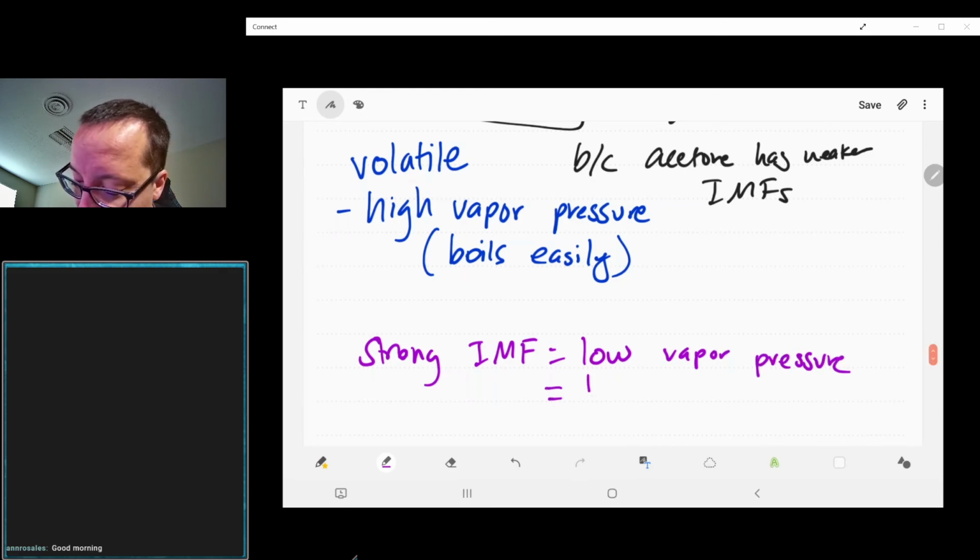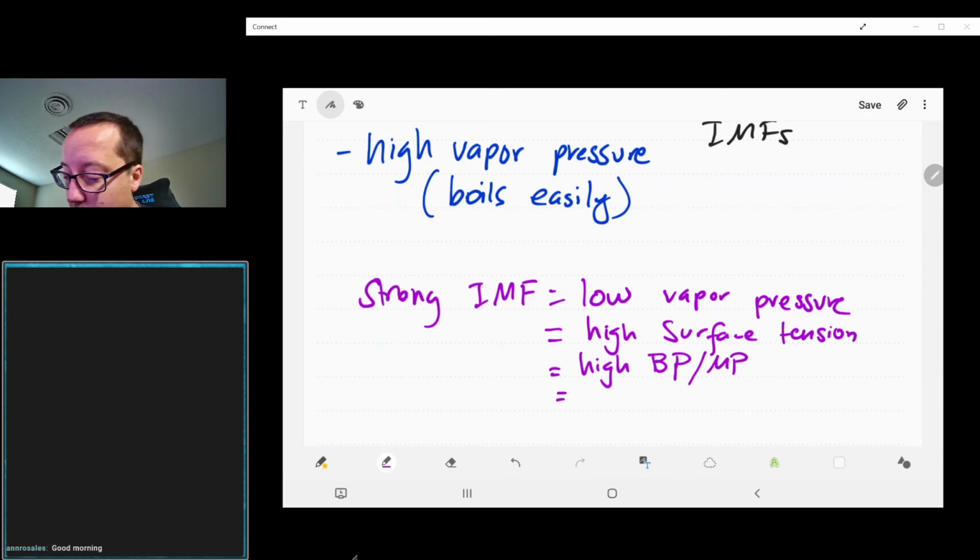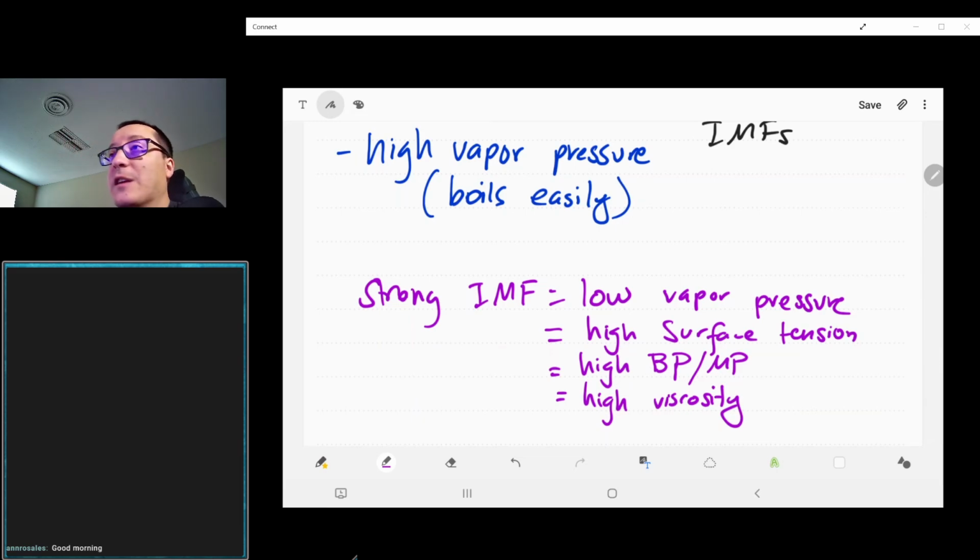It also typically means high surface tension. And it also typically means high boiling point, melting point, relatively speaking, of course. And then what else do we talk about? High viscosity. So this is the summary of what we've talked about today: strong intermolecular forces lead to these 4 properties, or 5 if you include melting point as a separate one. And so it's a correlation we can make.